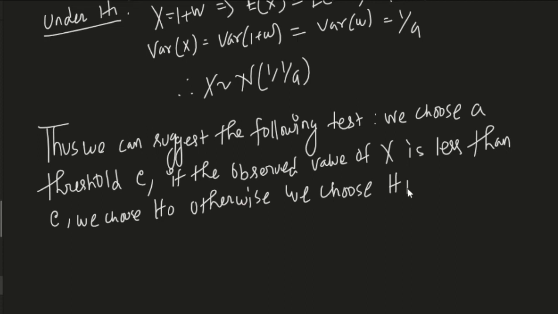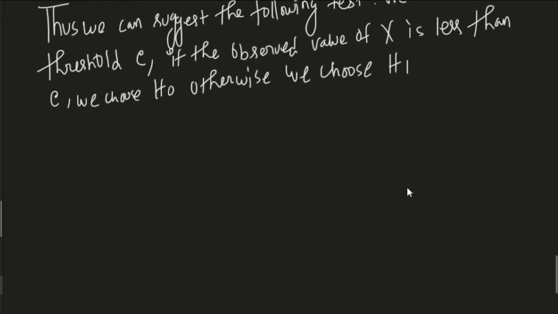Now to choose that C, we are going to use our required alpha. So let's see. Probability of type 1 error is basically the probability of reject H0.